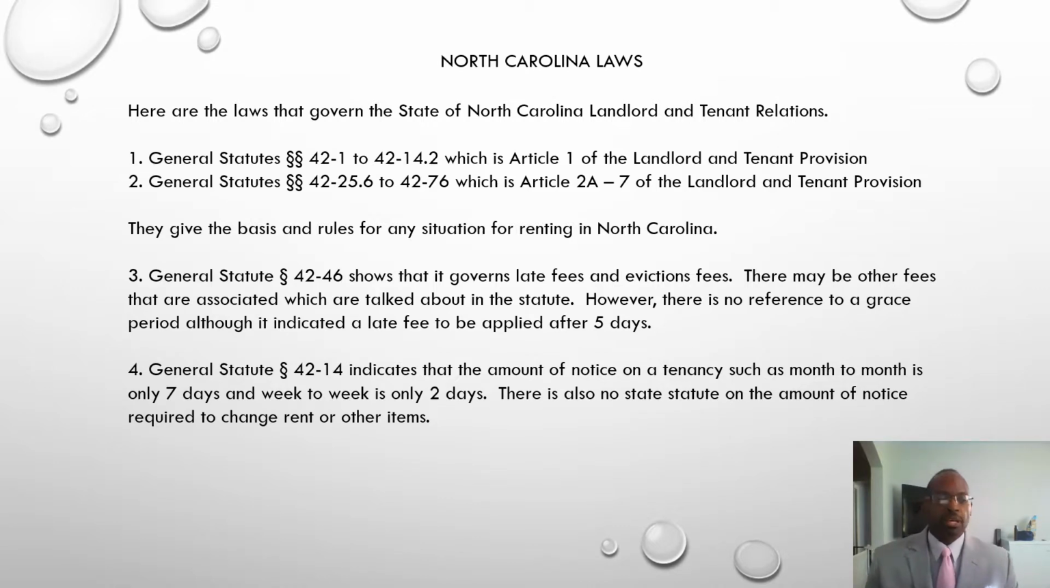Now, here are some laws that govern the state of North Carolina landlord and tenant relationships. General Statutes 42-1 to 42-14.2 is Article 1 of the landlord and tenant provision. General Statutes 42-25.6 to 42-76, that's a long one, is Article 2A through 7 of the landlord and tenant provision. They give the basis for the rules of any situation in renting in North Carolina.